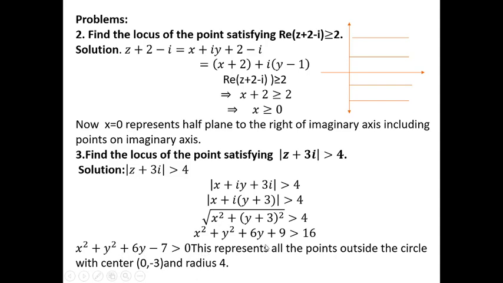This represents a circle. The center is 0 comma minus 3 and radius is equal to 4. Therefore, here the center is 0 comma minus 3 and radius is 4. Therefore, this point represents the outside of the circle.